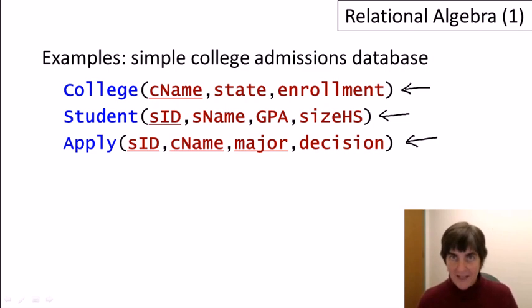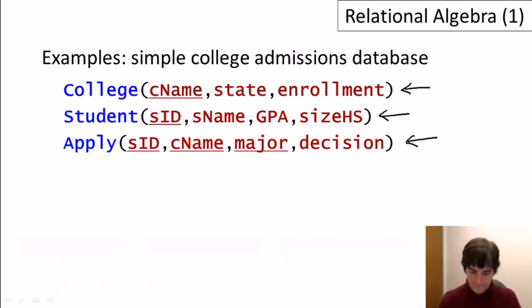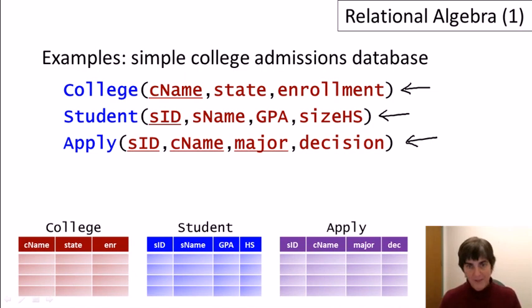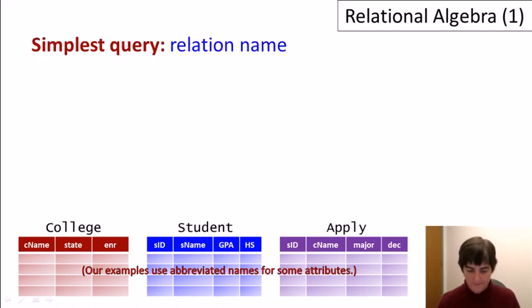I've underlined the keys for these three relations. As a reminder, a key is an attribute or a set of attributes whose value is guaranteed to be unique. So for our examples, we're going to assume that college names are unique, student IDs are unique, and that students will only apply to each college for a particular major one time. So we're going to have a picture of these three relations at the bottom of the slides throughout the video.